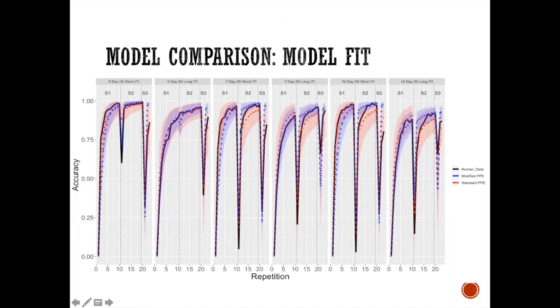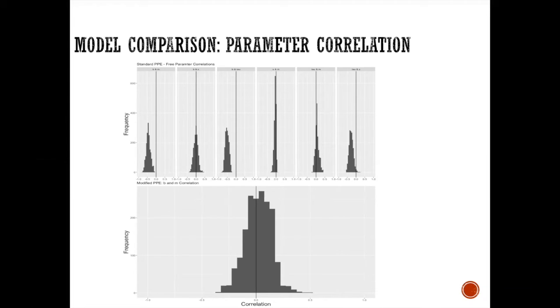Here we see both models fit to the human data across the 6 individual learning conditions. We see that both models fit the data fairly well. However, a Bayes factor found that the modified PPE was highly favored compared to the standard PPE when accounting for performance in this experiment. Looking at the correlation across each of the model's free parameters, moderate correlations were observed between the free parameters of the standard PPE, shown here on the top figure. However, little correlation was seen in the 2 remaining parameters in the modified PPE, seen here in the bottom figure.